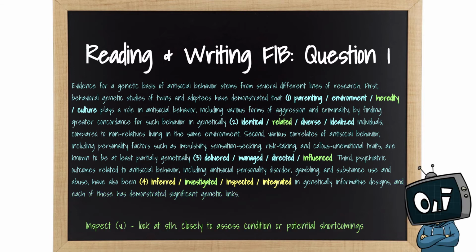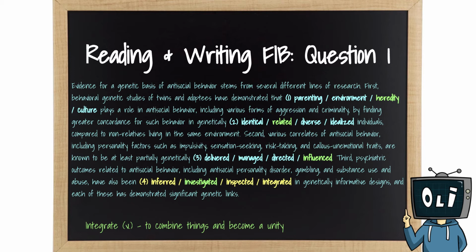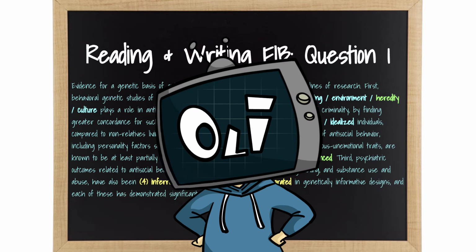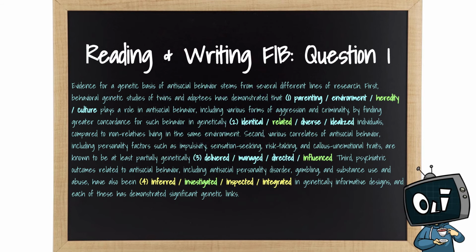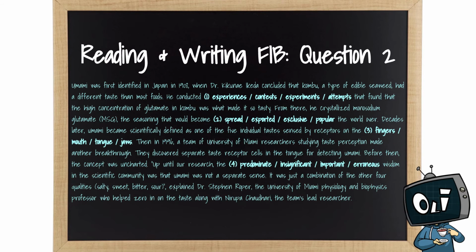Let's keep looking. Inspected doesn't seem to be the right pick because it means to check something for flaws and defects, which is not what we're doing here with scientific experiments. Lastly, integrated is also wrong because it means to combine a bunch of things together to form a unified, bigger thing. It also has a mathematical definition, but let's not make English even scarier than it already is. And that's it for the first question. Time to move on to the next one.